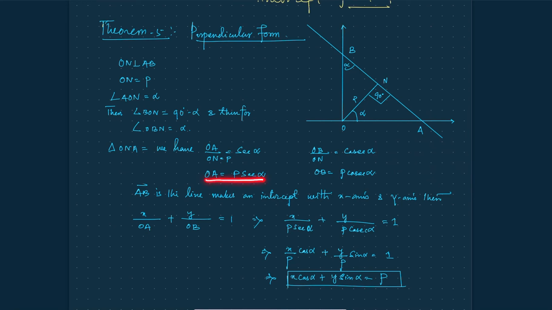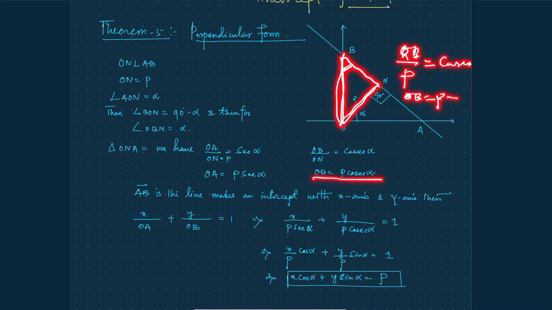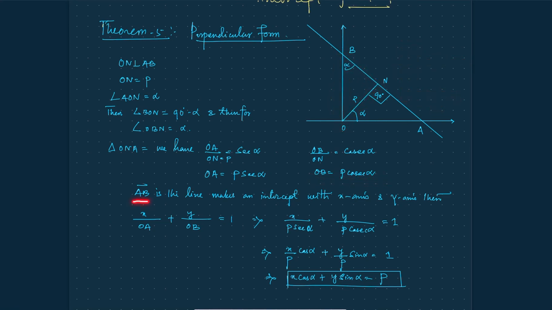Similarly, what is cosec alpha for this triangle? Cosec alpha will be h by p. So this is OB, and OB is equal to p into cosec alpha. So OB is equal to p cosec alpha.